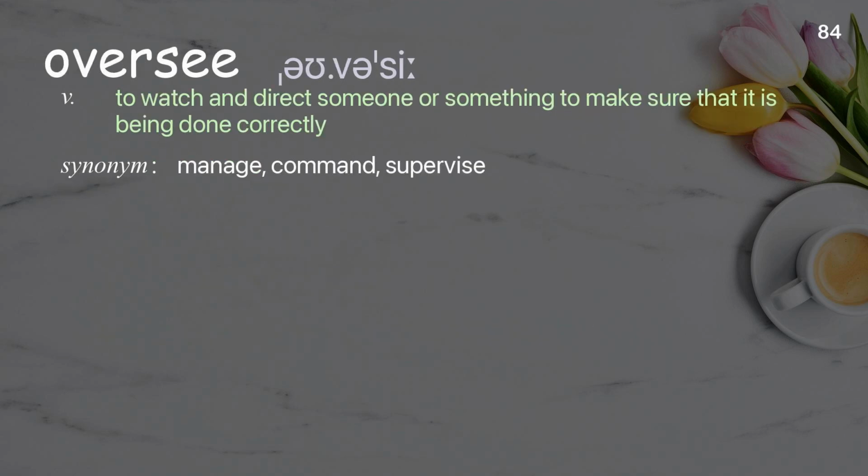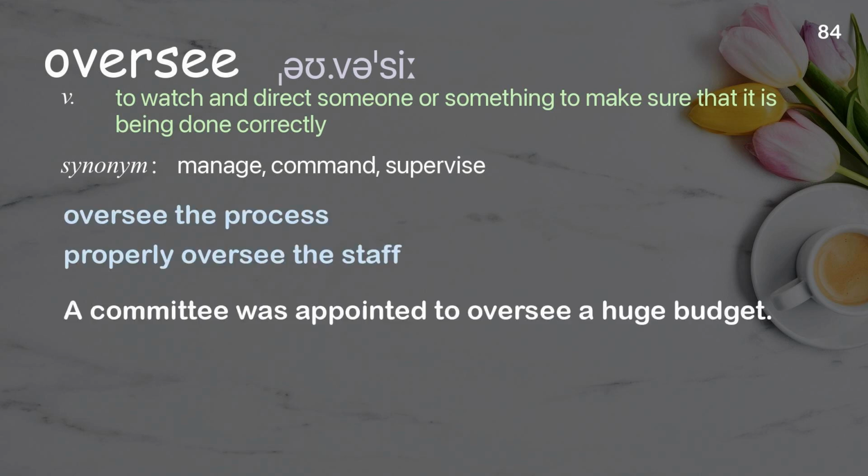Oversee. To watch and direct someone or something to make sure that it is being done correctly. Examples: Oversee the process. Properly oversee the staff. A committee was appointed to oversee a huge budget.